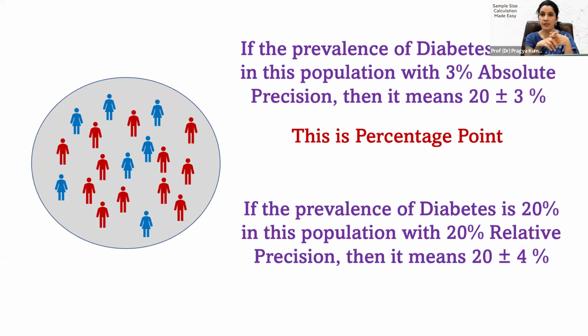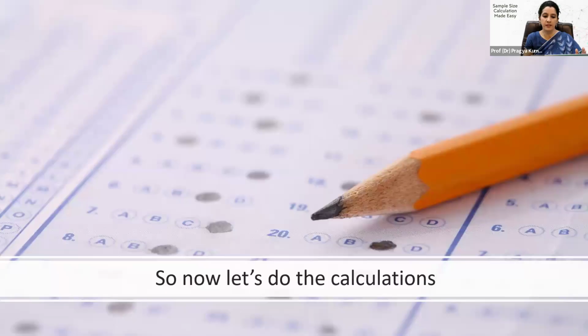So again, to reiterate, for absolute margin of error, you just add the value towards the lesser side and towards the larger side. In case of a relative precision, you have to take the relative of that proportion which is there. This is the percentage.